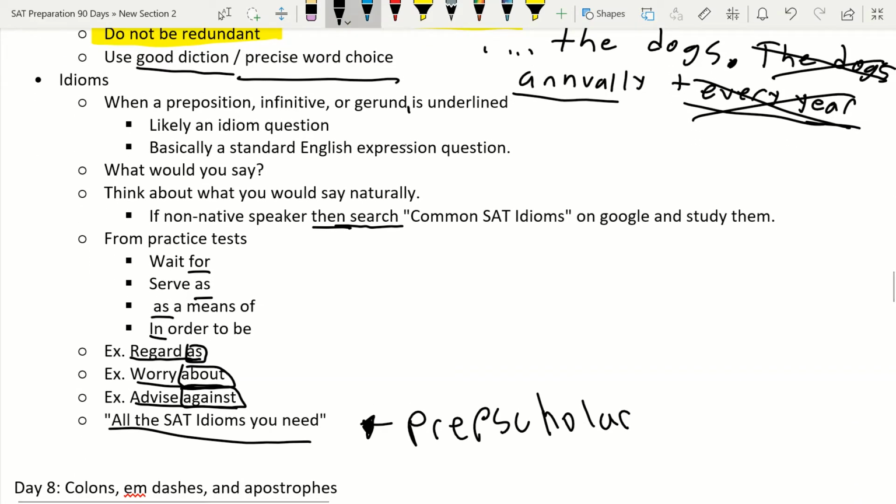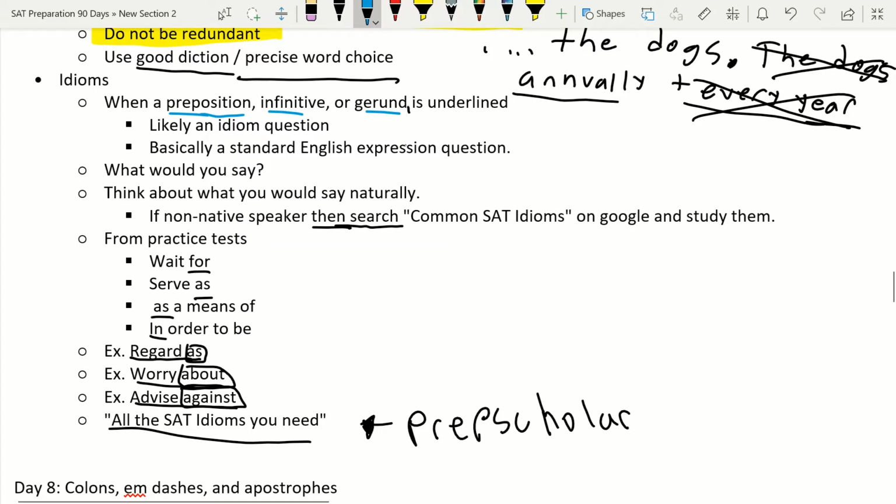Obviously, this is only a 14-day prep course, so I'm not going to get into too much with how to identify things that are prepositions, infinitives, and gerunds. Really, all that you need to know for idiom questions is that if a preposition, infinitive, or gerund is underlined, it's probably an idiom question. If you don't know what a preposition, infinitive, or gerund is, that's perfectly fine. I'll still teach you how to approach these questions because they're not too difficult.